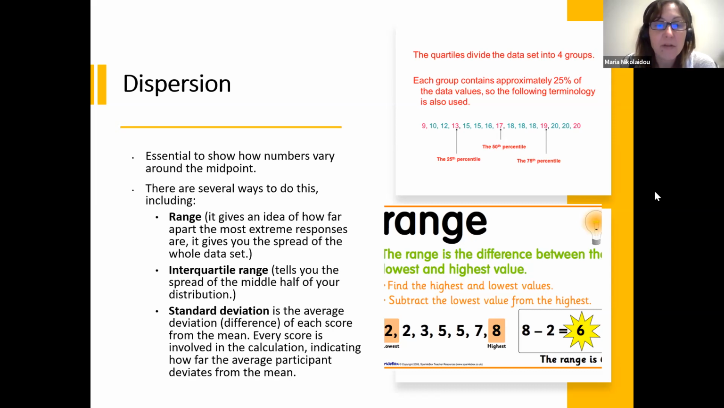And finally, we have the standard deviation, which is the average deviation of each score from the mean. Every score is involved in the calculation, indicating how far the average participant deviates from the mean.